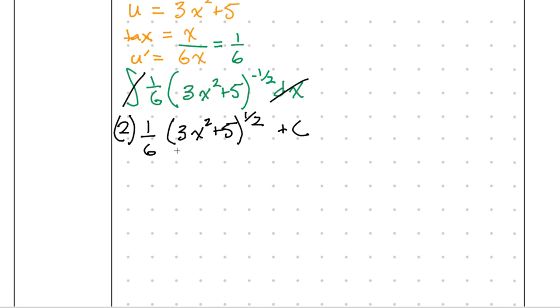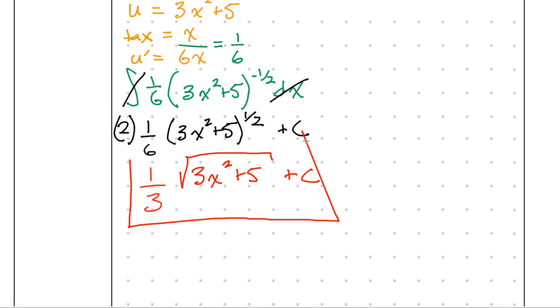1/3 times the square root of 3x squared plus 5, plus c. Rochelle, is that what you got? Yeah. Cool, cool. There it is. That's the notes. Any questions? All right.